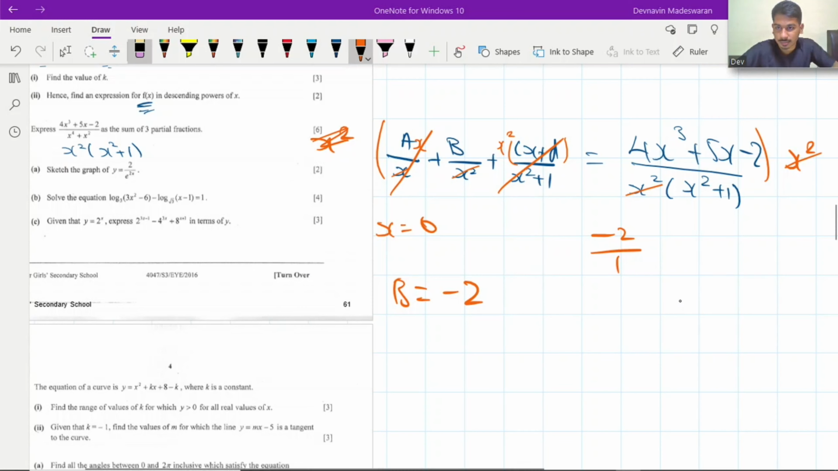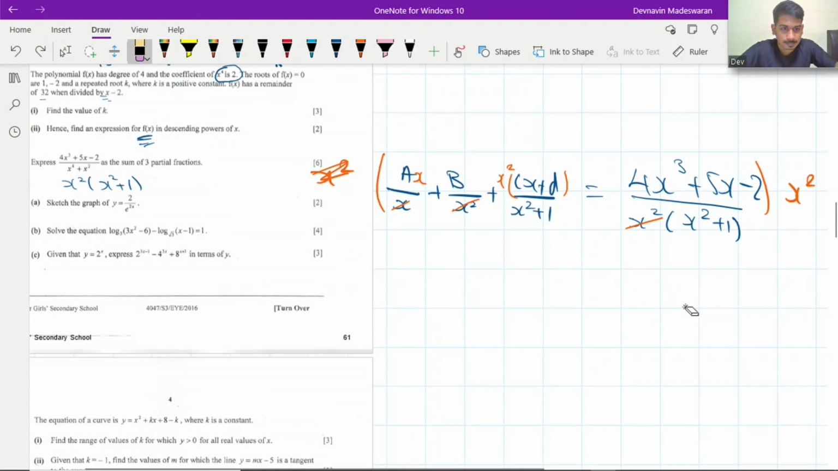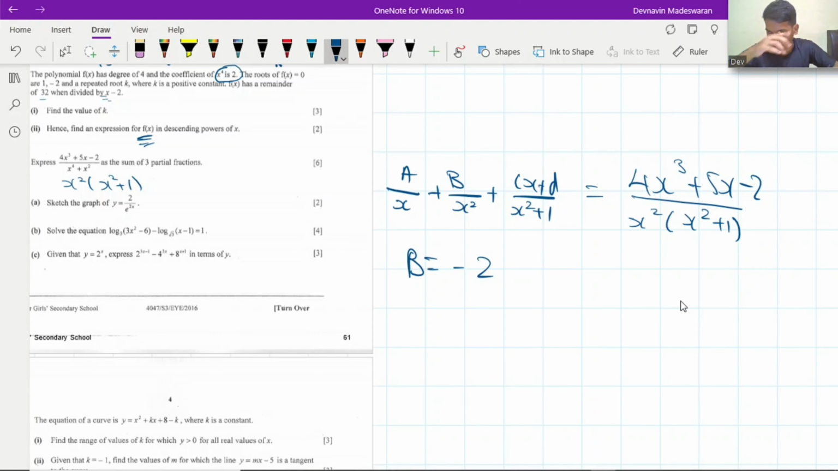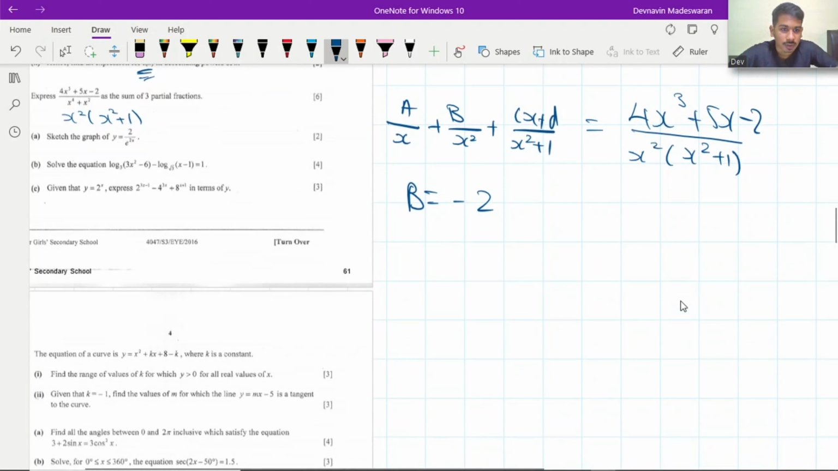Okay, now B is equal to negative 2. Now what do we do? I guess we could... we can't do anything. We have to expand it now.